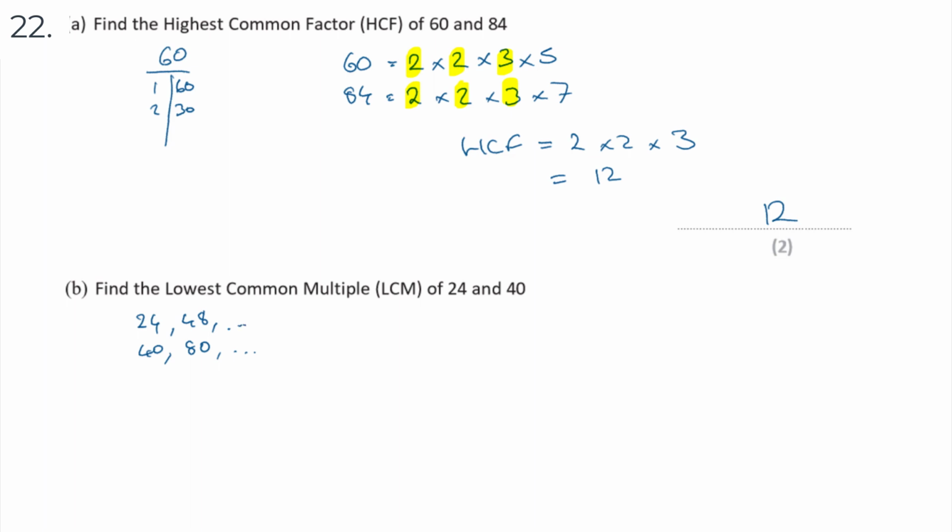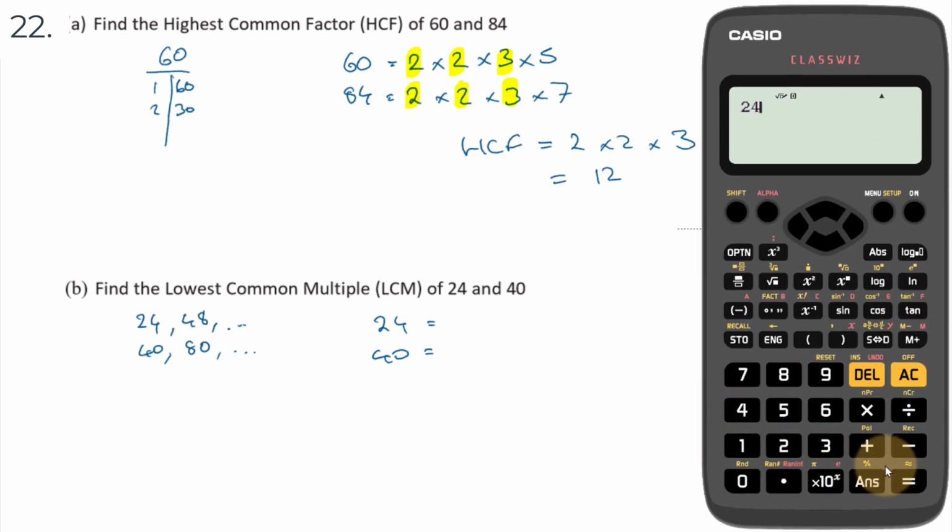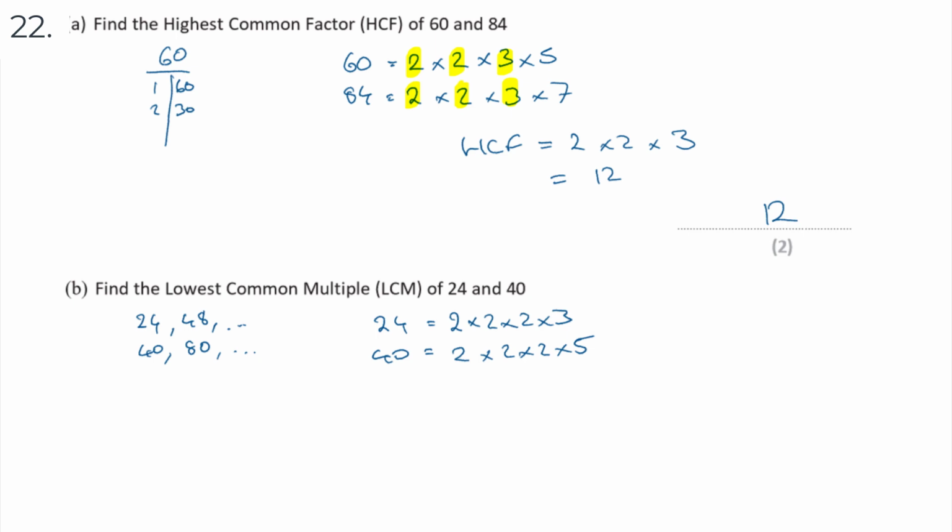Alternatively, again, you can use product of prime factors here as well. So again, if I put 24 and 40 and I type 24 equals shift fact into my calculator, that gives me 2 cubed times 3. 2 times 2 times 2 times 3. And the other one, 40 equals shift fact. That's 2 cubed times 5. 2 times 2 times 2 times 5. And then, as before, the ones that are in both form the HCF.